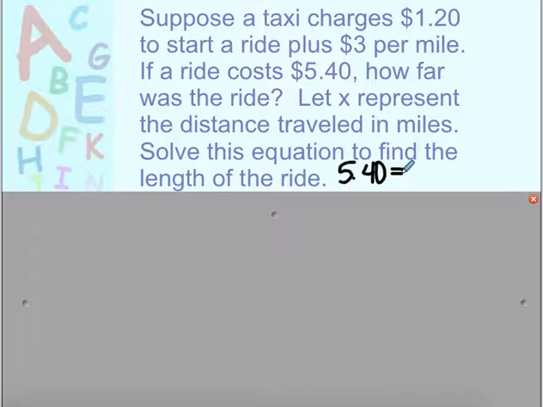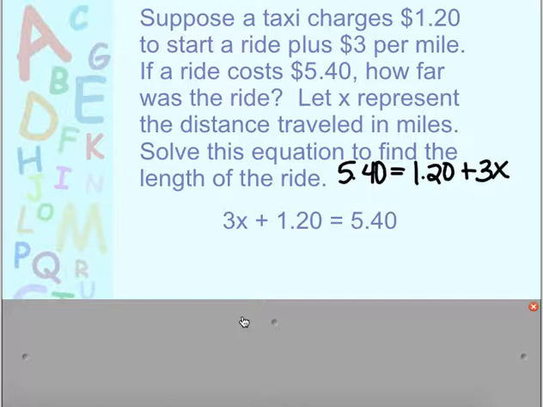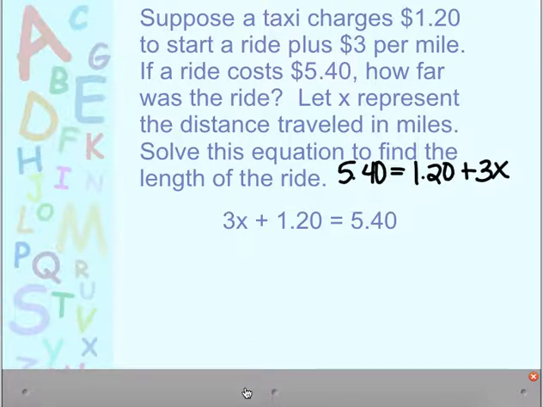Initially, we're always going to be charged $1.20, regardless of how far we go. Even if we go 0 miles, we're going to have to pay that $1.20 in this problem. And then we're going to have to add $3 for every mile that we go. And we're representing miles as x. And that's what we see in our equation. 3x plus 120 equals 540. So when we go to solve this, I need to get rid of addition first. So I subtract 120.